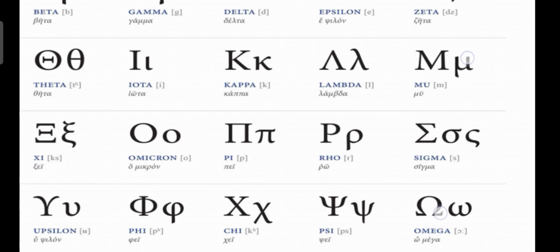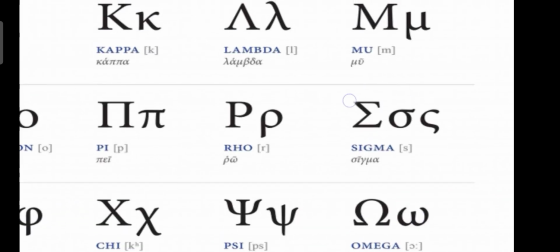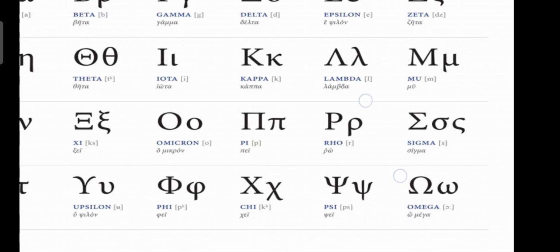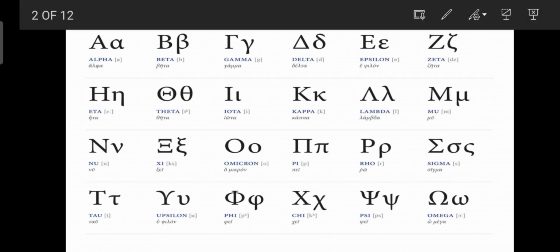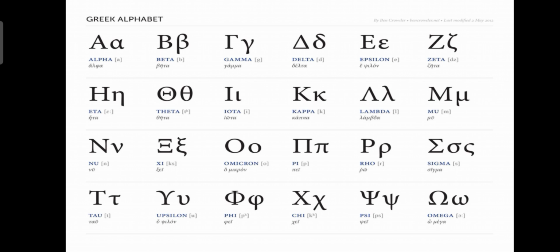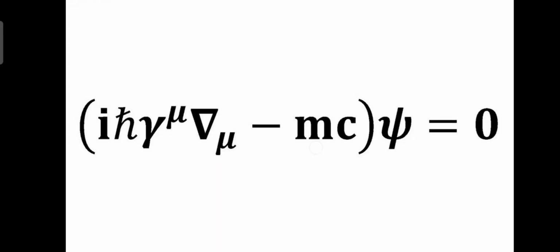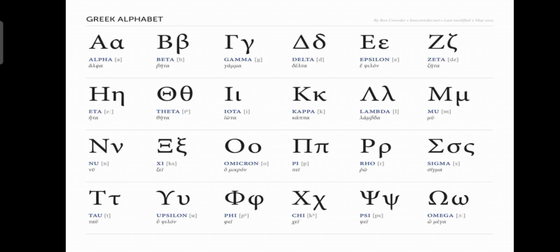Greek letters. If I zoom in here, you can see the sigma has a different form. It is called the final sigma, this one. So okay, this is the Dirac equation. Yes, you can see the Greek letters in some of the equations because the Greek alphabet plays one of the big roles in helping scientists and people to make equations and find new things.